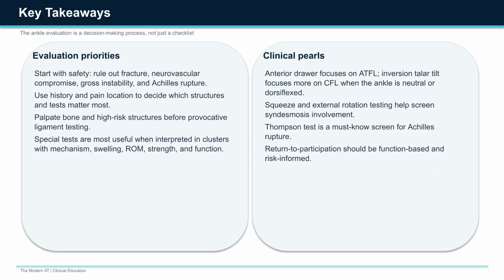The key takeaway is that ankle evaluation is a decision-making process, not just a checklist. Start with safety. Rule out fracture, neurovascular compromise, gross instability, and Achilles rupture. Use history and pain location to choose the structures and tests that matter. Palpate bone before stressing ligaments. Interpret special tests in clusters with mechanism, swelling, ROM, strength, and function. Return to participation should be function-based and risk-informed, not based on a single test result.